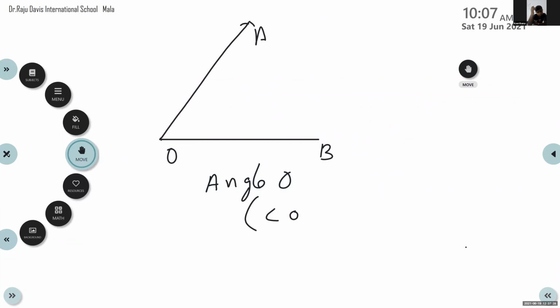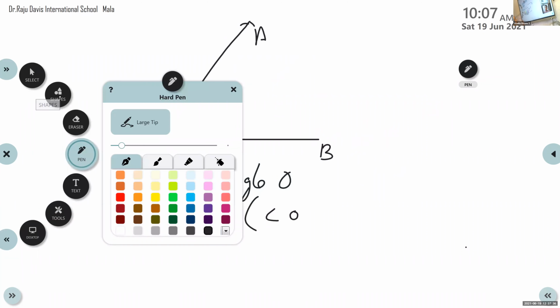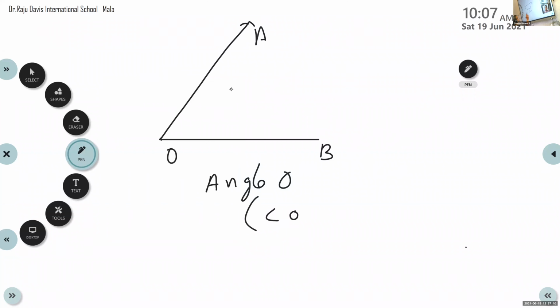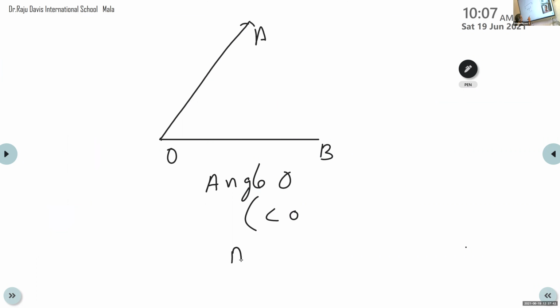Okay, so you can use one letter or you can use three letters to represent an angle. How to represent using three letters? You can represent using three letters. That means you can write angle AOB. Angle AOB. So you are reading this angle with one letter or with three letters.